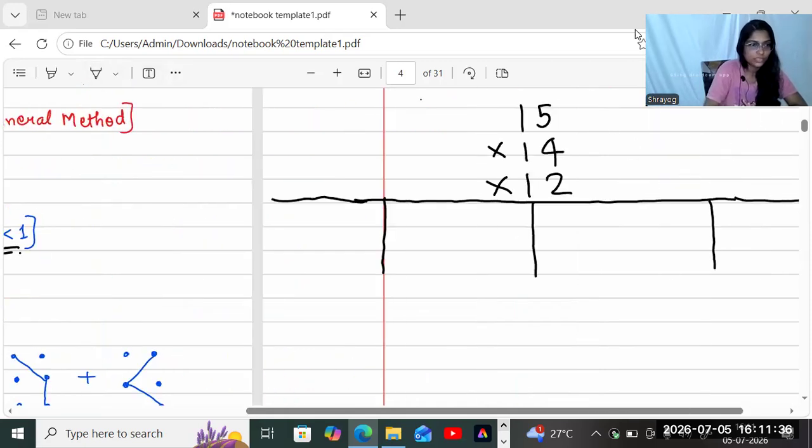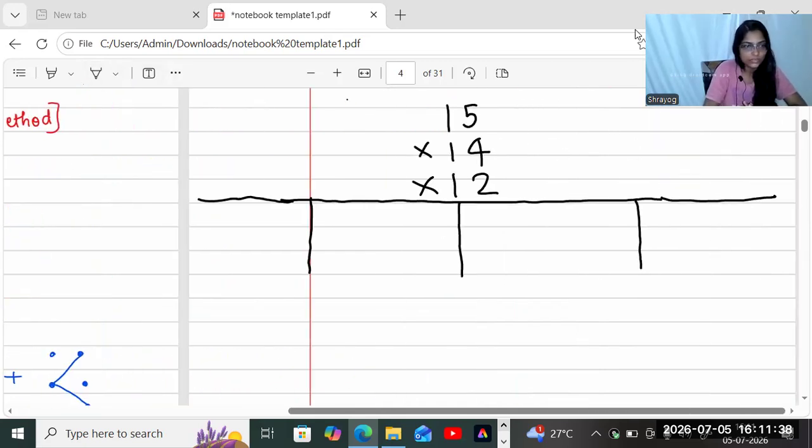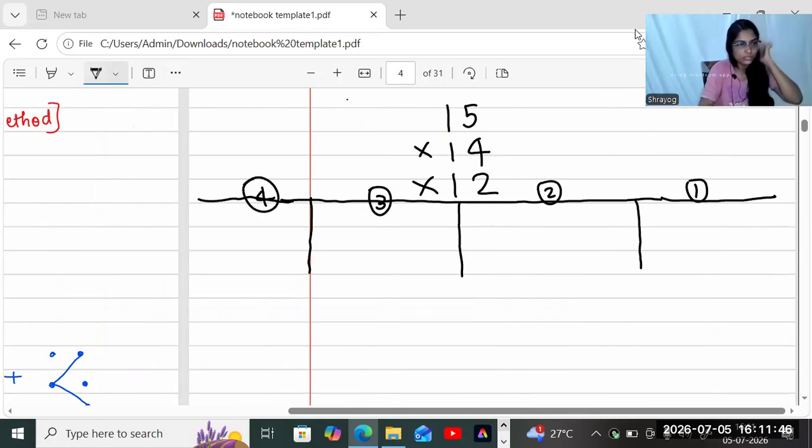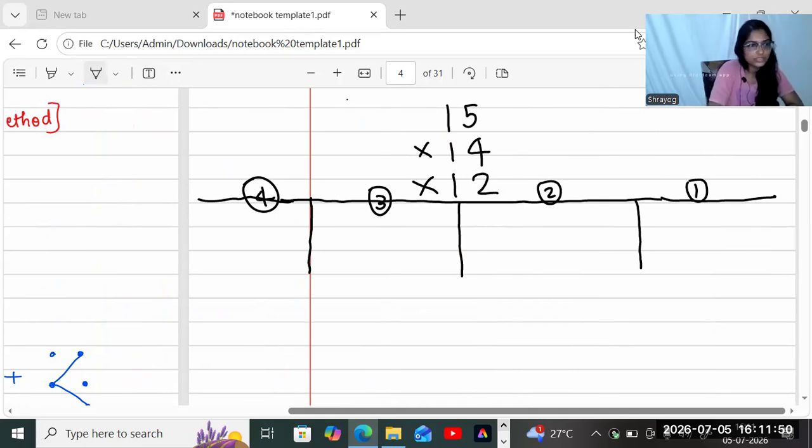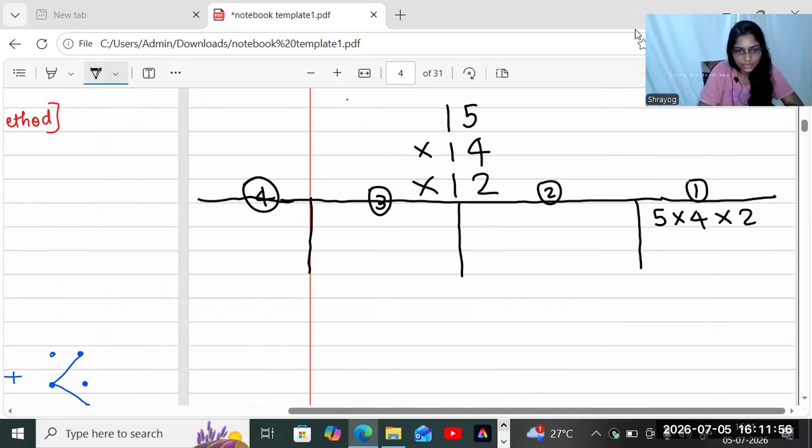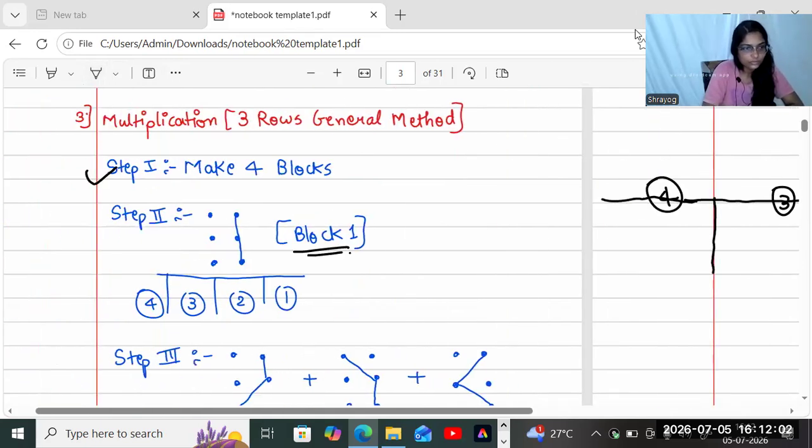Okay. So this is my block 1. This is my block 2. This is my block 3. This is my block 4. So the second step I have to do is multiply the units place digits and write the answer in my first block. So here I get 40. Moving forward, our step 2 is done.